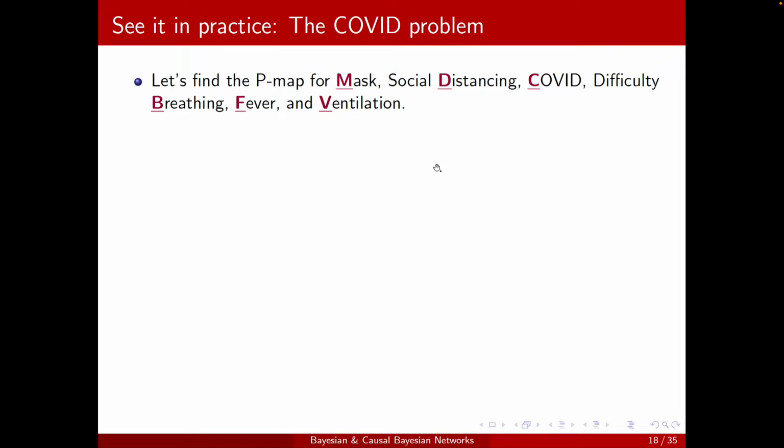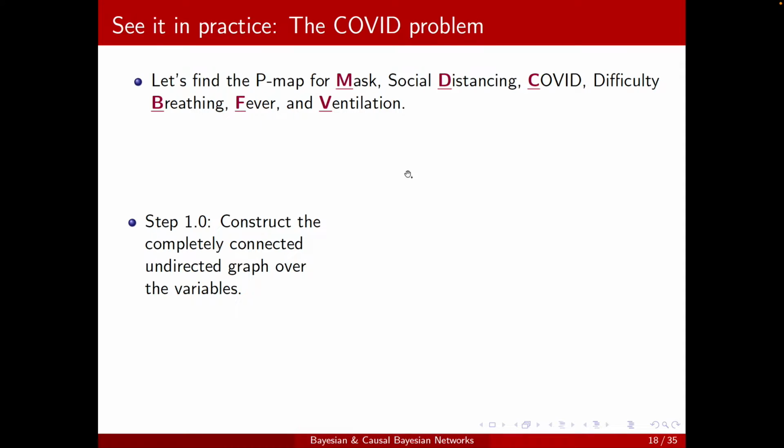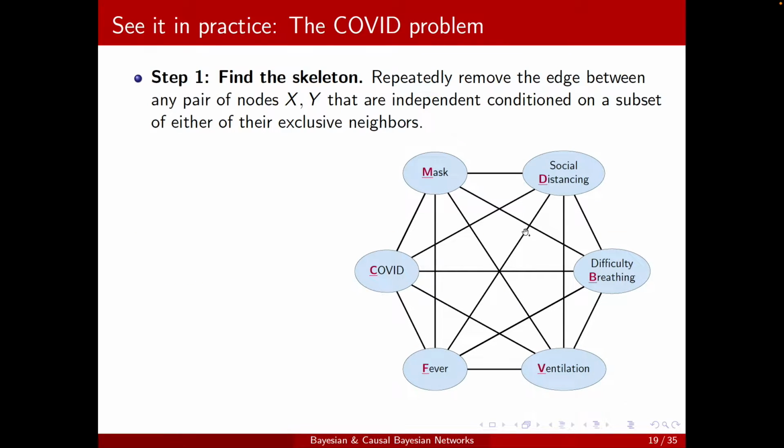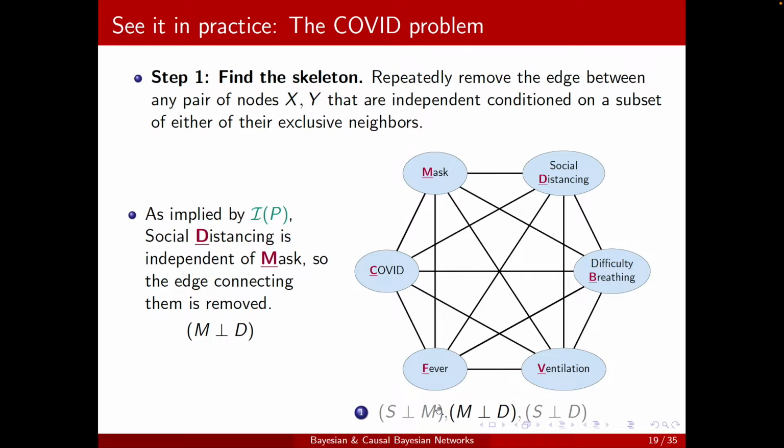Let's see it in practice. Back to our initial example in the lecture. We want to construct the p-map for all of these variables. I'm limiting it to the following 6. The first step was to construct the fully connected network H. After that, I need to see if any of the two variables will become independent from each other. And if I check, I see that m and d are actually independent.